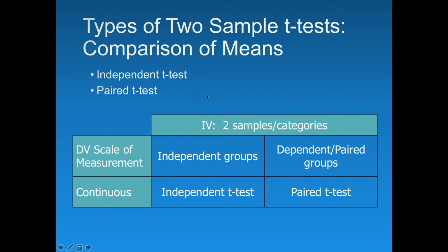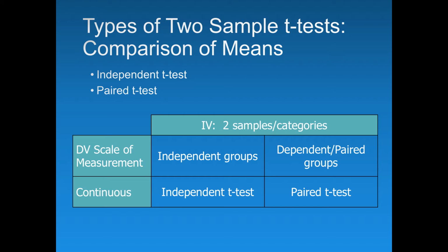So overall, two samples or categories, the DV is in independent groups, the independent t-test. That would be if you have a group of males and you're comparing them to a group of females, they're independent of one another. You cannot be in both groups at the same time, according to this. Or if your response to a question is yes, your response can also not be no. So they're independent. You can't have both at the same time.